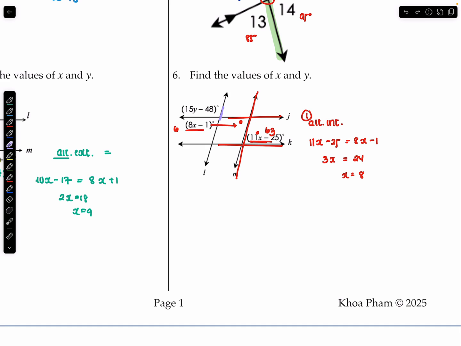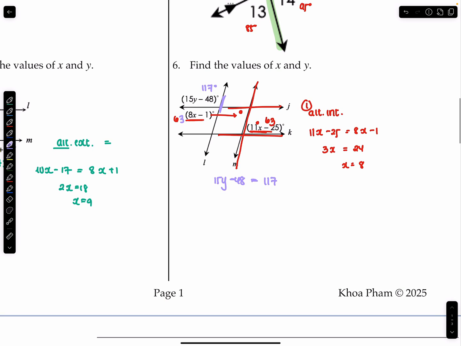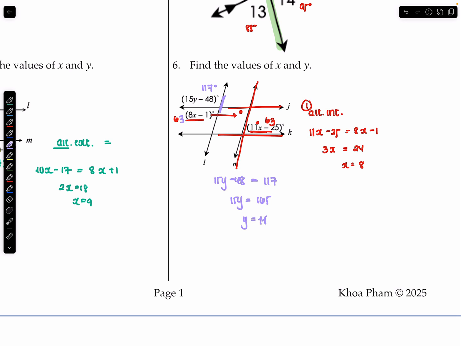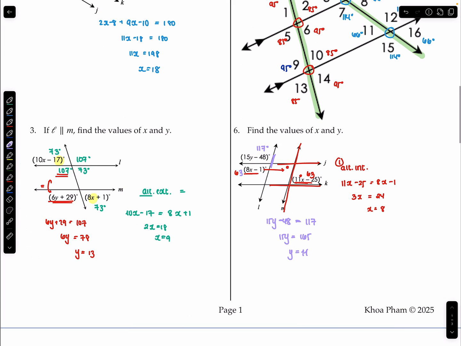Now I can say that, hey look, there's a straight line right here. If this is 63 degrees, then this one has to be what, 117 degrees. And so I know now that 15y minus 48 must equal 117 degrees as well. So this is 15y equals 165. So y turns out to equal 11. Okay.